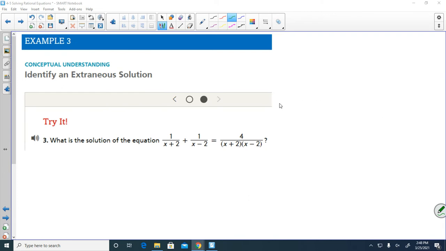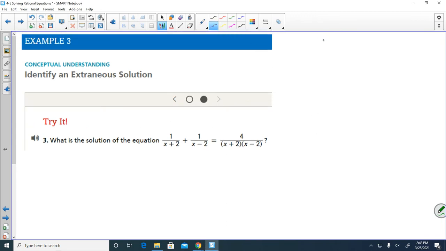Now, we'll do our word problems next class. So let's skip ahead to example 3. Here I have the equation 1 over x plus 2, plus 1 over x minus 2, equals 4 over x plus 2 times x minus 2. So the equations get a little more complex as we go through, but the steps are going to remain the same.